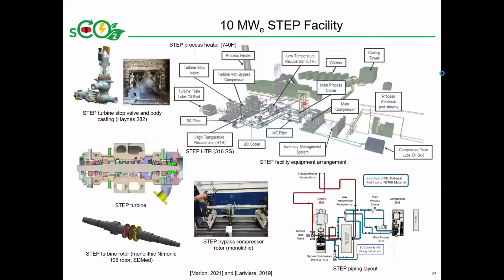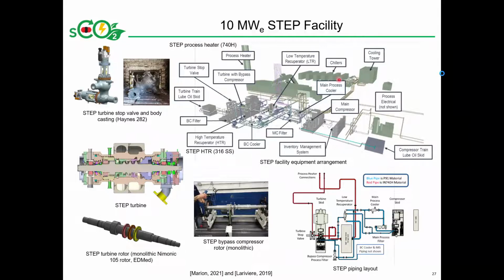So the same sort of thing is evident here, where the turbomachinery, in this case the turbine with the bypass compressor hidden in here, and then the main compressor driven by a variable frequency drive shown here. We have various other components that are spaced out in the plant assembly. For example, the process heater to put the heat into the cycle, the chillers and the cooling tower to remove the heat, the piping, and the various other heat exchangers that transfer heat within the cycle itself.